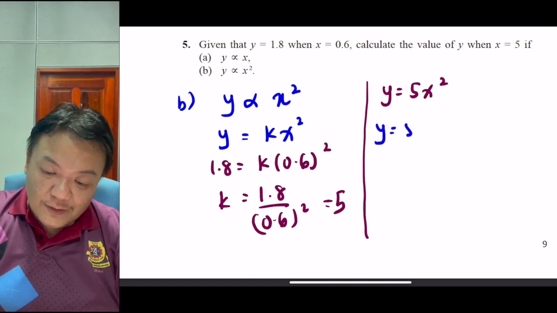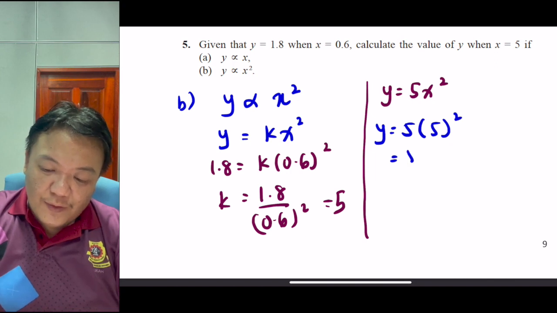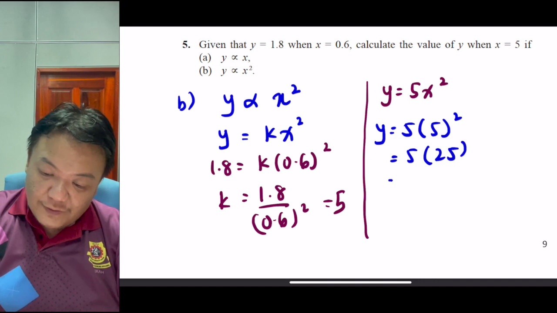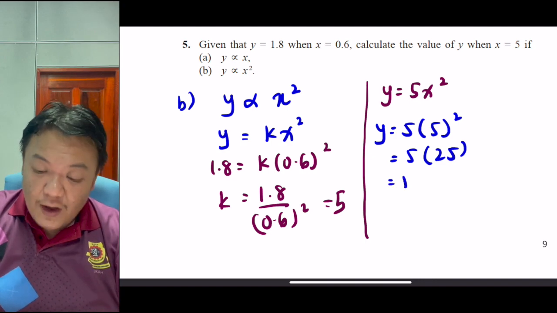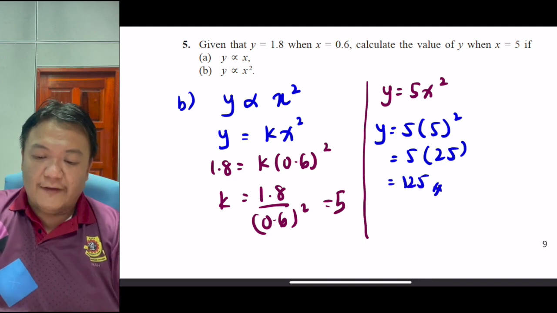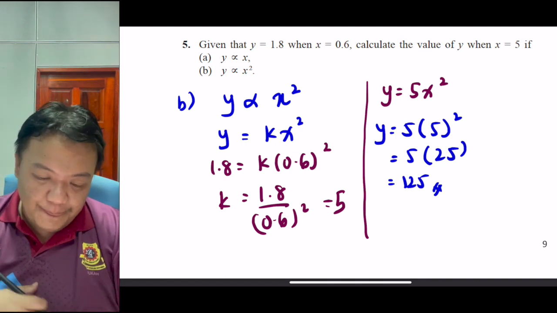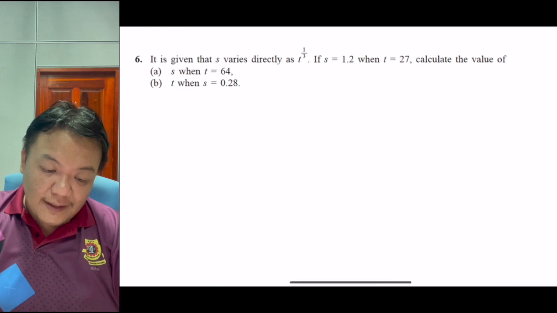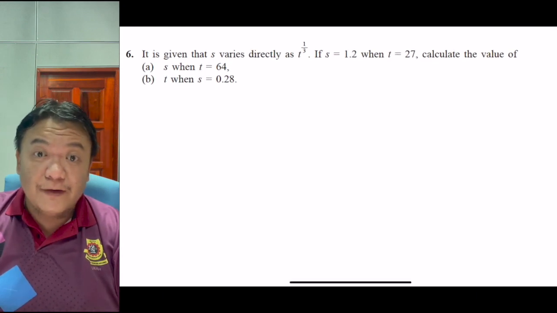So y is equals to 5 times 5 squared. So you have 5 times 5 squared is 25. So 25 times 5, 125. So that is your final answer. Okay, let's proceed to number 6. So far so good, everyone?